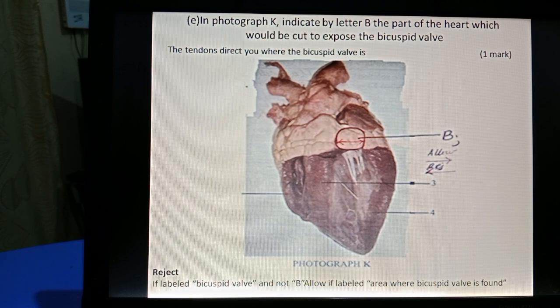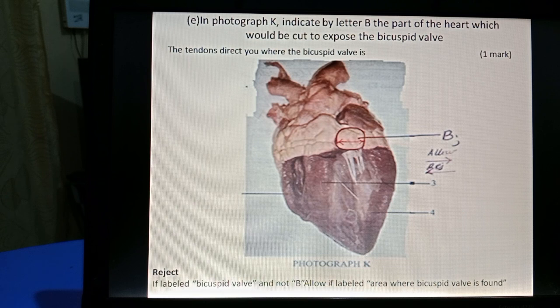The tendons direct you where the bicuspid valve is. All right. So you can see where the B is labeled. Okay. You can allow the arrowed label, okay, for B. All right.